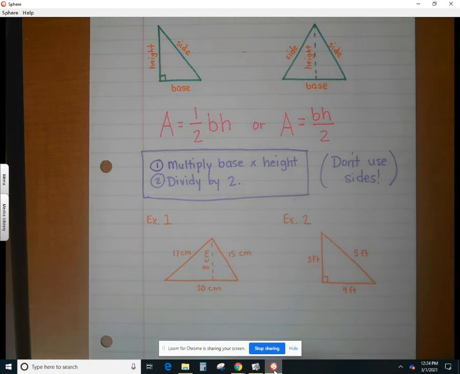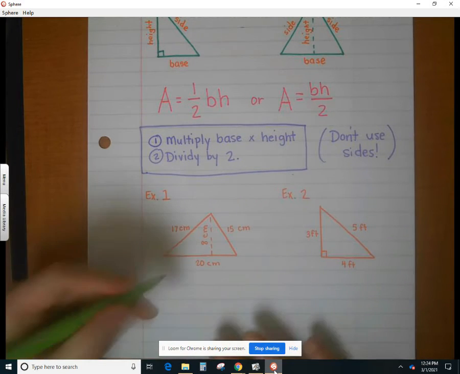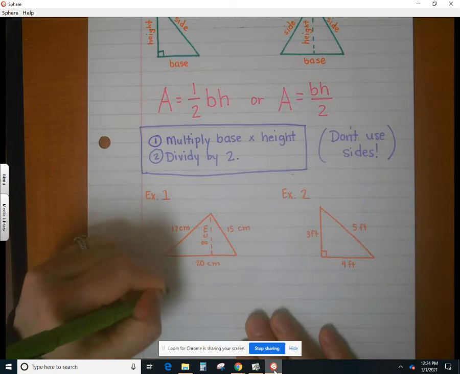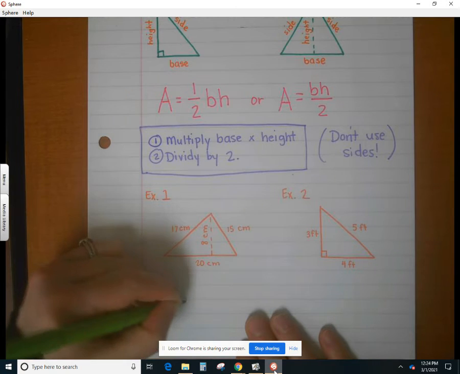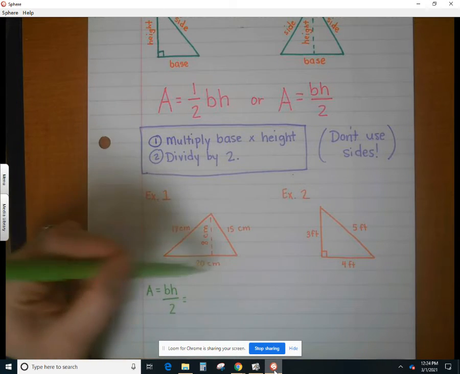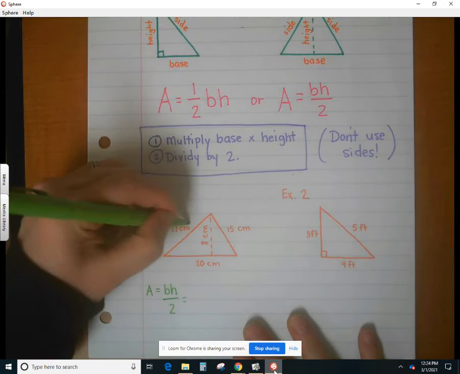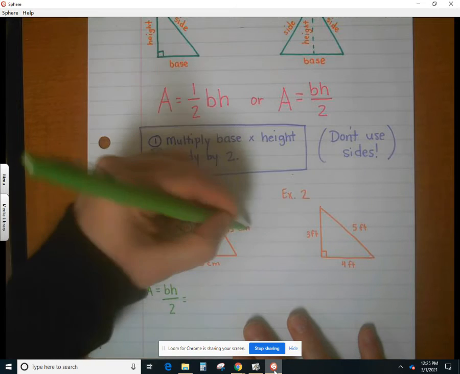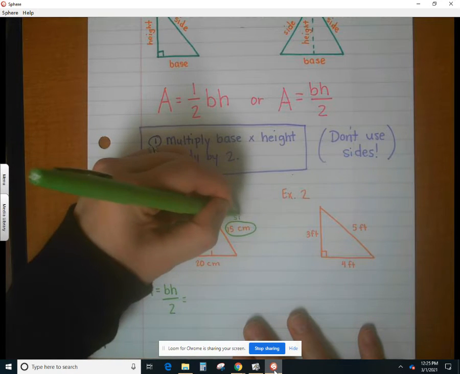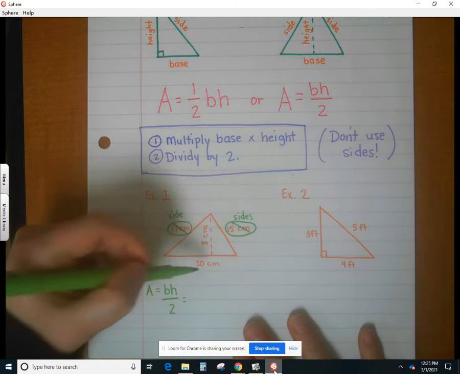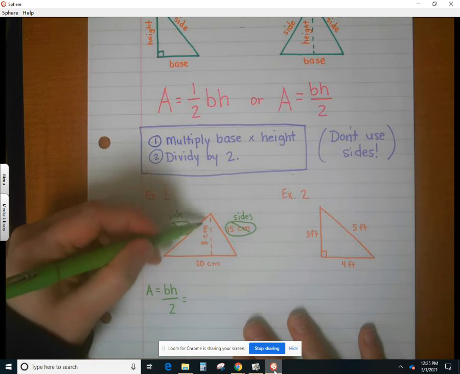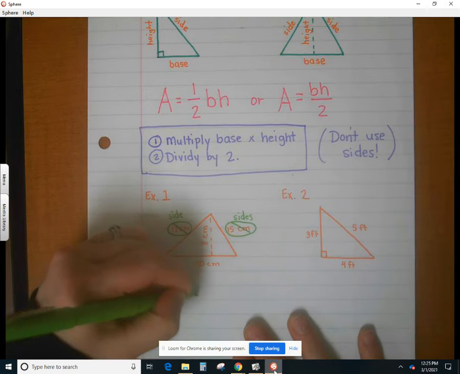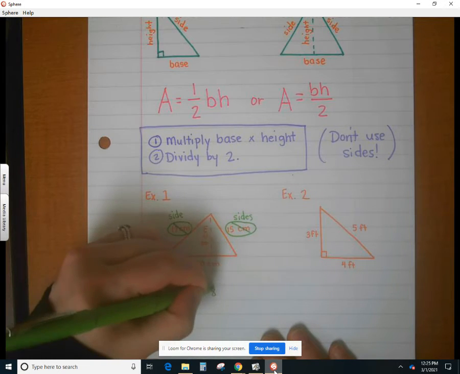We're going to look at two examples of how we would do this. So the first thing I always want you to do when you're finding the area of anything is to write down the formula. And so for this one, area equals base times height divided by 2. They've given me way more than just the base and the height. So I'm looking for anything that's a diagonal line. I'm going to get rid of those because those are sides. So I only want the base and the height. Then I can fill those in to the formula.